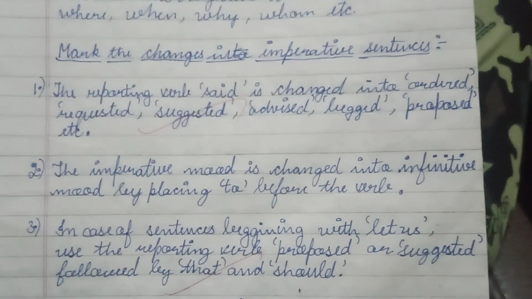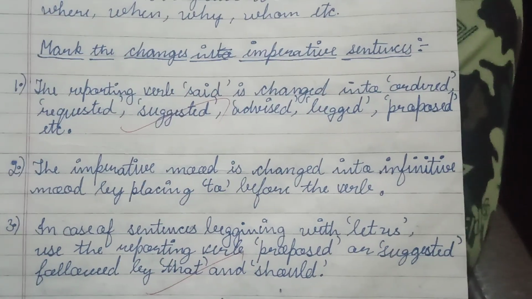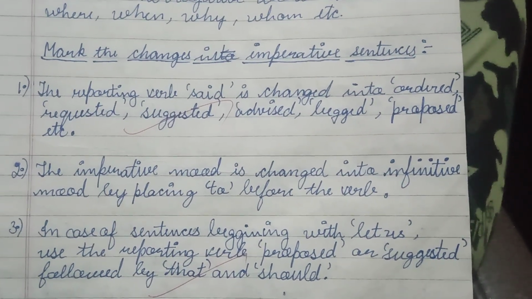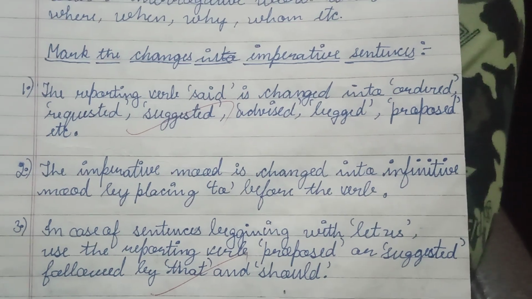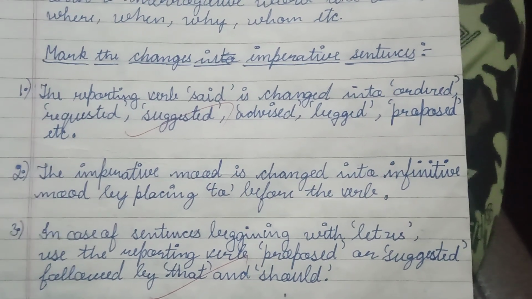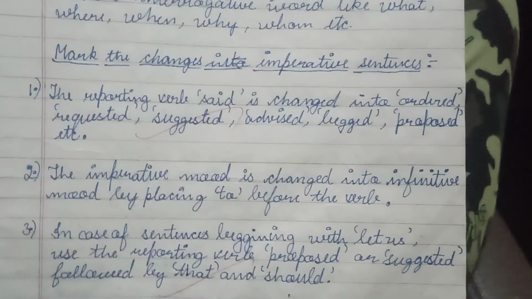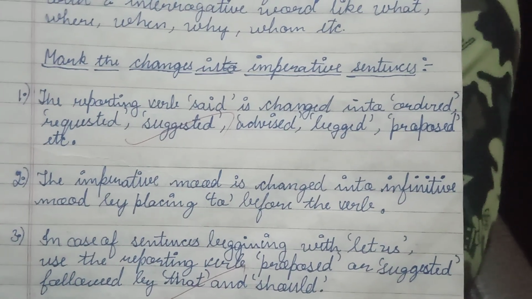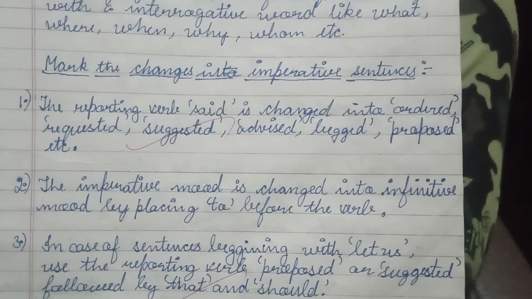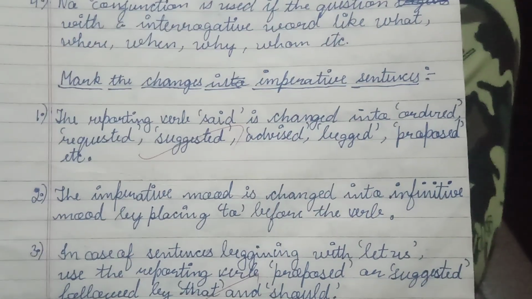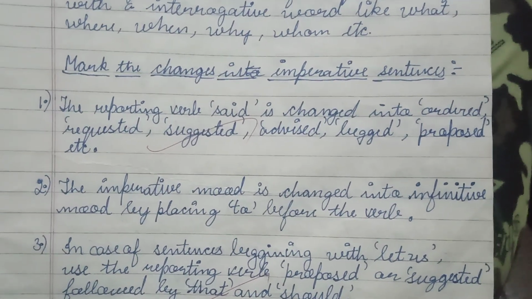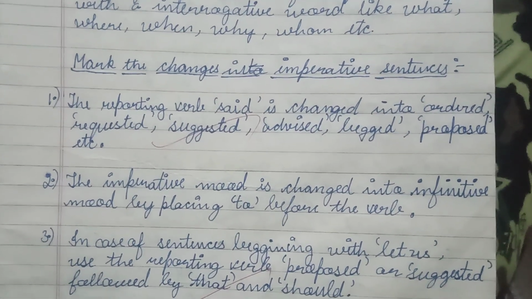Second rule: the imperative mood is changed into infinitive mood by placing "to" before the verb. With examples, it will be more clear, but see here, the imperative mood, the requesting mood, or the suggesting mood is no longer the same. When we are changing it to indirect, now it will be infinitive. So we will use "to" before the verb.